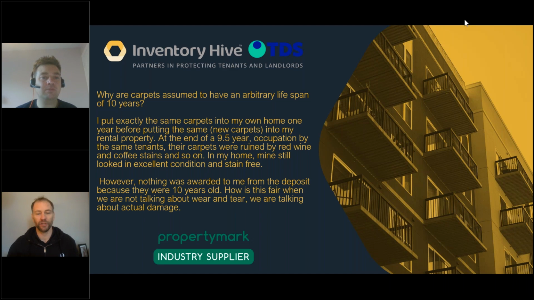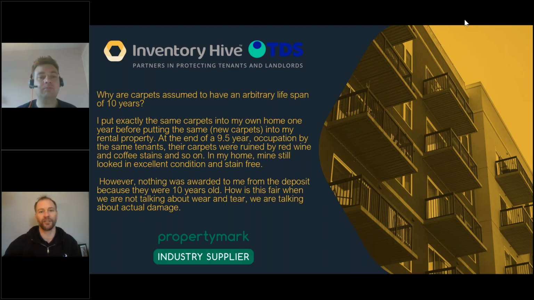And so maybe it was a family with children. Maybe they didn't take their shoes off when they entered the property. So we have to accept that these things are going to deteriorate perhaps faster than in your own home, or if you purchase these carpets for yourselves. A landlord will never get the new for old replacement cost, because that will put them in a better position.